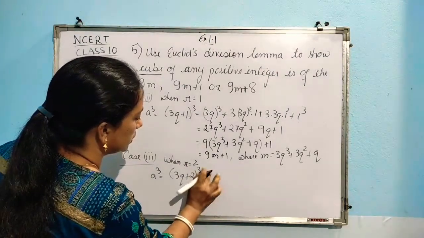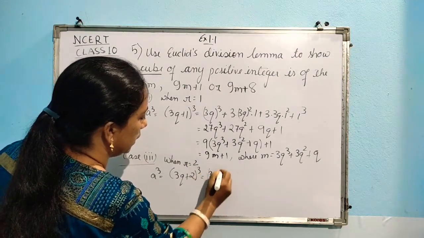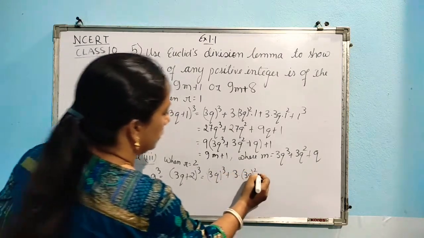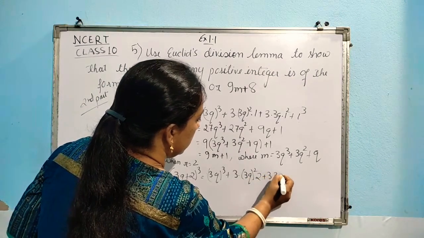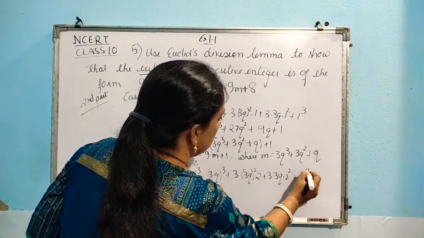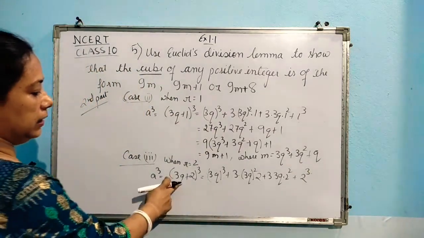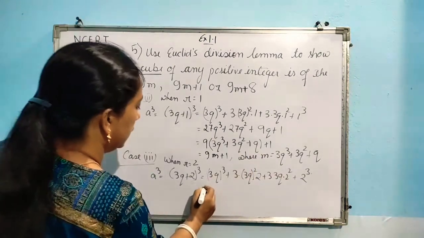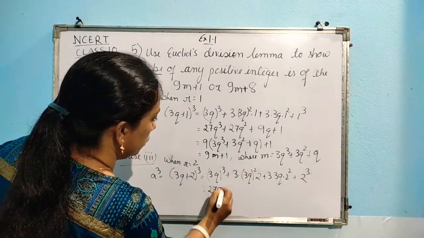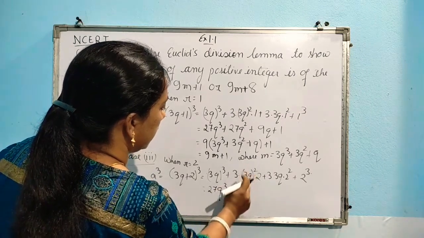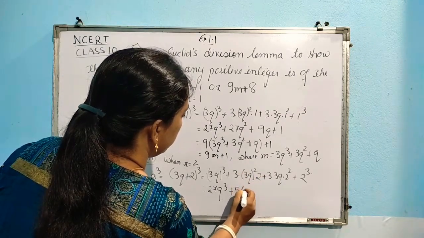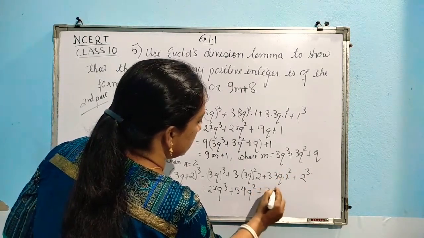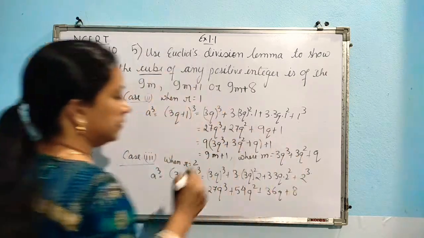3 3s are 9, 9 3s are 27. Okay, no need. a cube plus 3a square b plus 3a b square plus b cube. So 3 3s are 9, 9 3s are 27 q cube plus 3 3s are 9, 9 3s are 27, 27 2s are 54 q square, 2 2s are 4, 4 9s are 36 q plus 8.